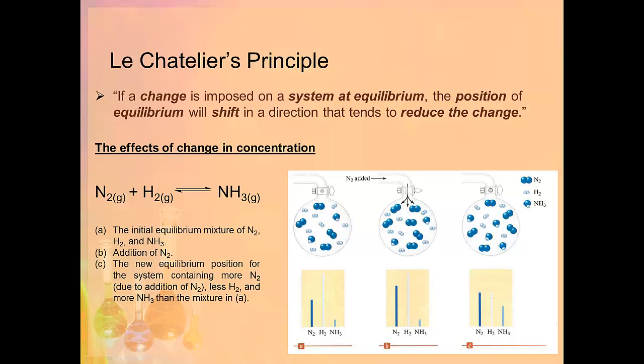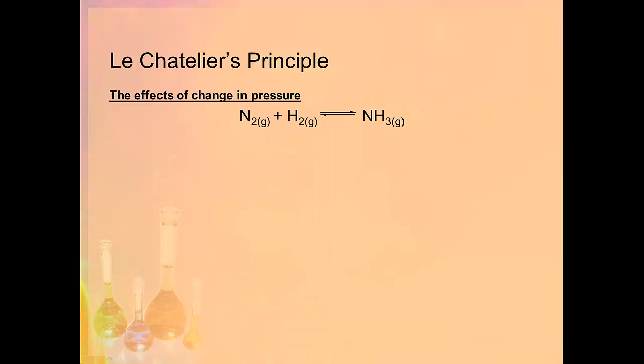So this is what's happened. So the initial equilibrium mixture of N2, H2 and NH3, we've added some N2, some nitrogen gas, and we've got a new equilibrium position for the system containing more N2 due to the addition of N2, less H2 and more NH3 in the mixture than in A.